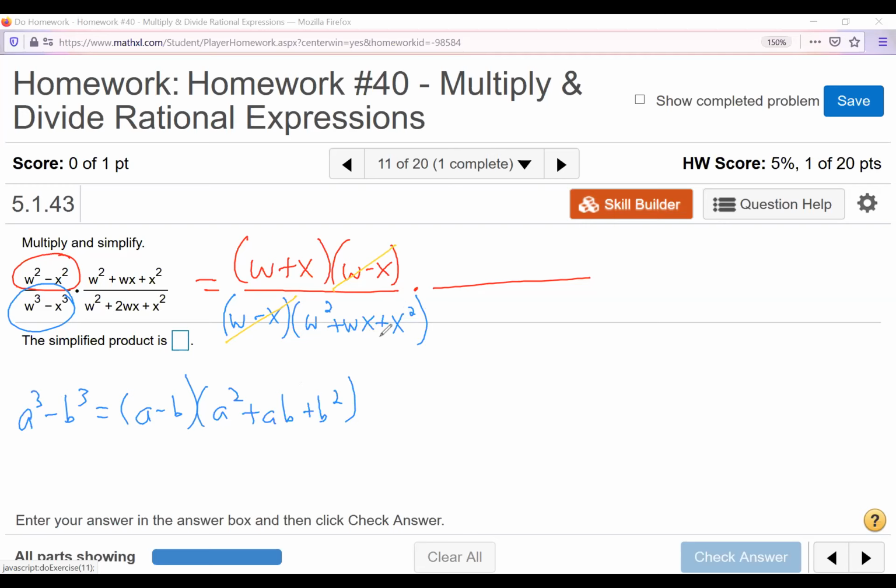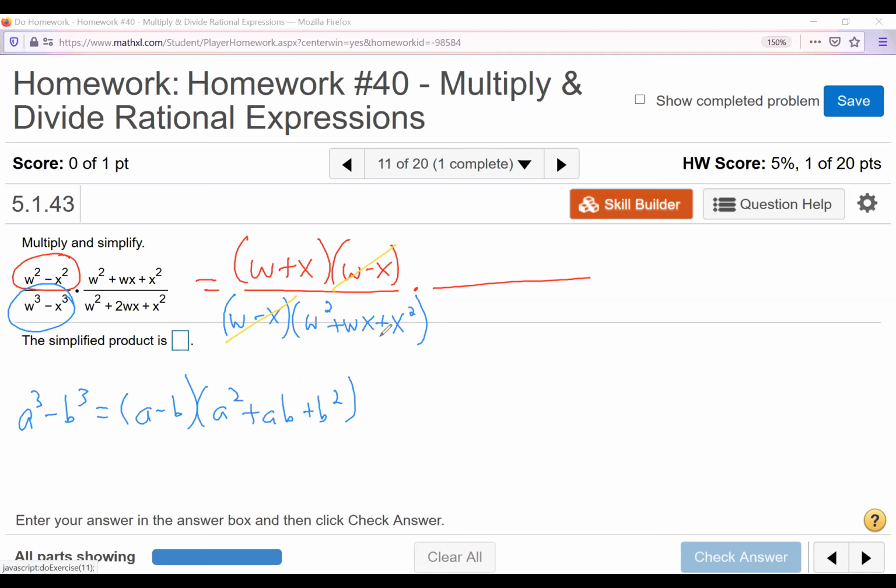So leave it alone. And please notice that that is the exact same thing as what is in the numerator of the second fraction. So I'm just going to copy that down. w squared plus wx plus x squared as a trinomial. Those are going to cancel. So the numerator of that second fraction, we can't break it down. Even if we tried, it's prime, it's not factorable. And thankfully we get to just cancel it out.